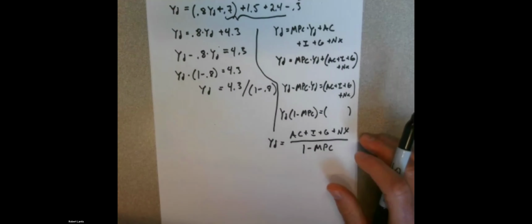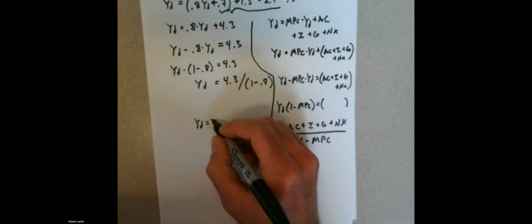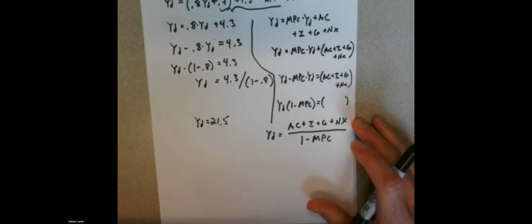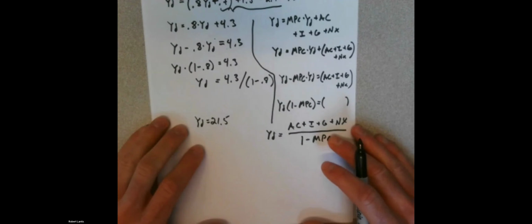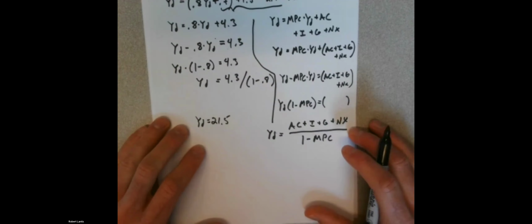Any questions on this before we keep moving here? Just to make sure we've got the number here, I had 4.3 divided by 1 minus 0.8. So this is what? 21.5. Okay. Any questions here before I make another point real quick? Okay.